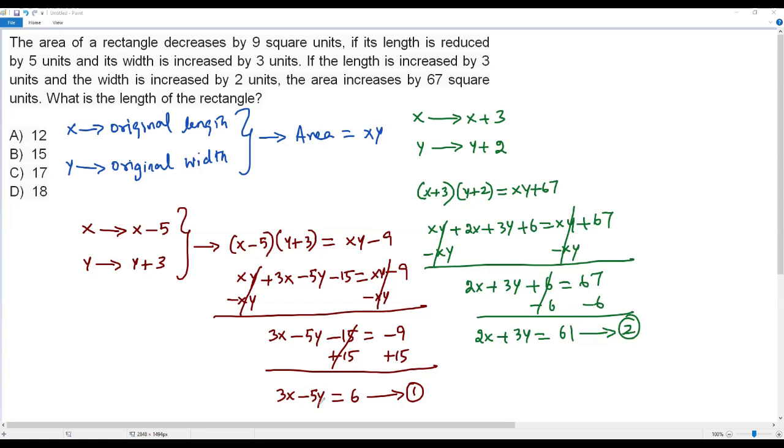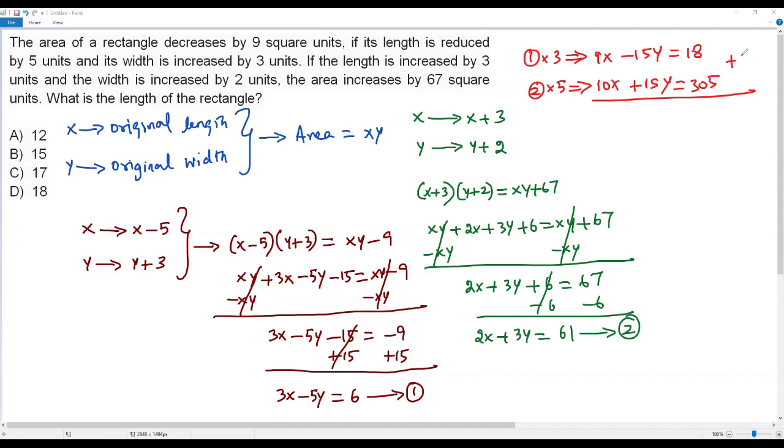Okay, first let me multiply the first equation by 3 to make this number 5 as 15. So I multiply the first equation by 3. So I have to multiply the entire equation by 3. 3 times 3x is 9x, and 3 times negative 5y is negative 15y equals 3 times 6 is 18. Let me multiply the second equation by 5, so that when I multiply 5 times 3, it will become 15y. So the entire second equation has to be multiplied by 5. So when I multiply this 2x by 5, I'm getting 10x. When I multiply this 3y by 5, I'm getting positive 15y. And when I multiply this 61 by 5, I'm getting 305.